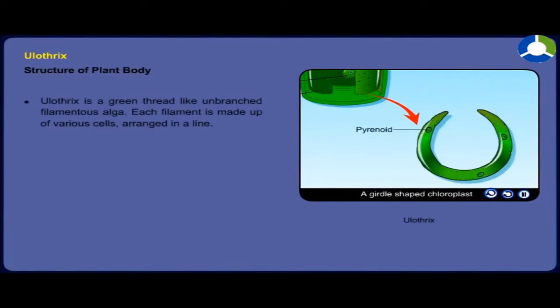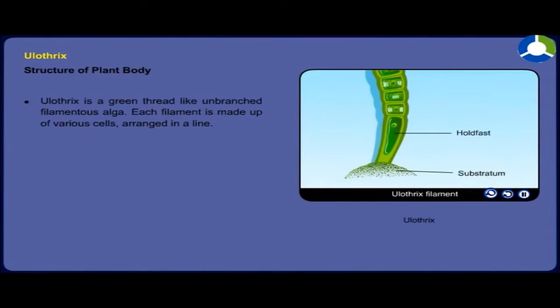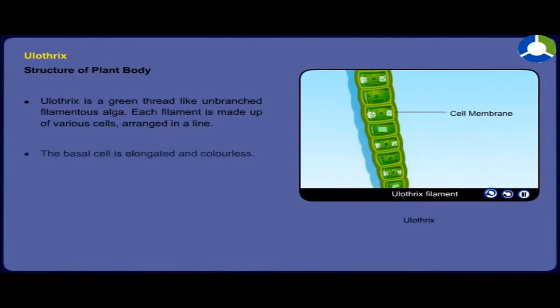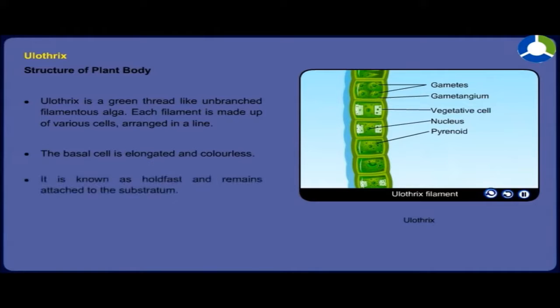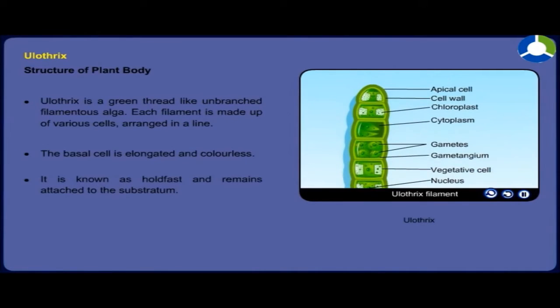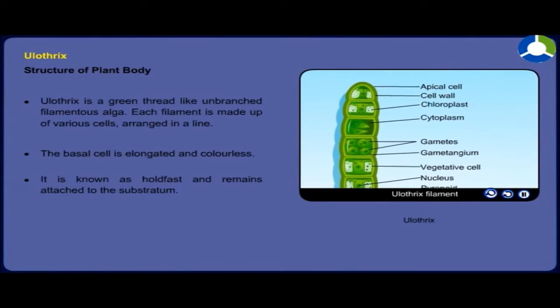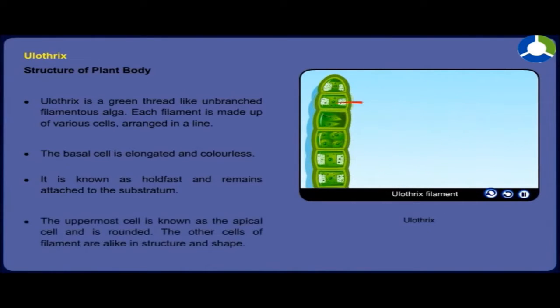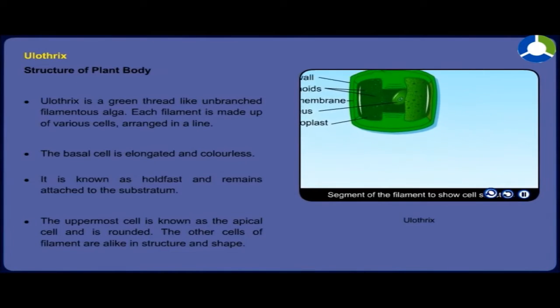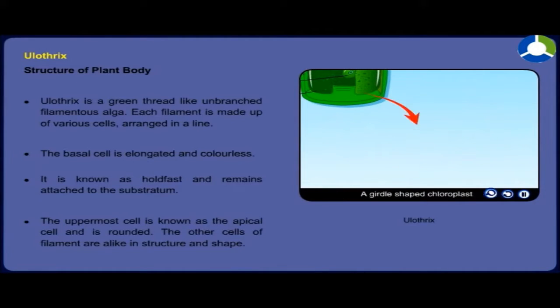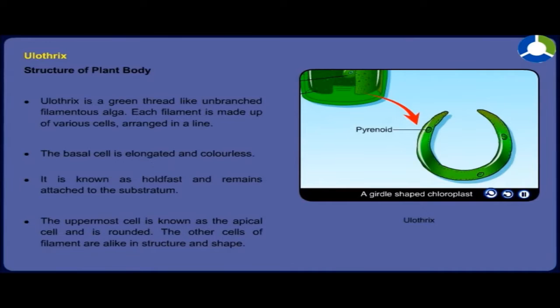Structure of plant body. Ulothrix is a green thread-like unbranched filamentous alga. Each filament is made up of various cells arranged in a line. The basal cell is elongated and colorless. It is known as the holdfast and remains attached to the substratum. The uppermost cell is known as the apical cell and is rounded. The other cells of the filament are alike in structure and shape.